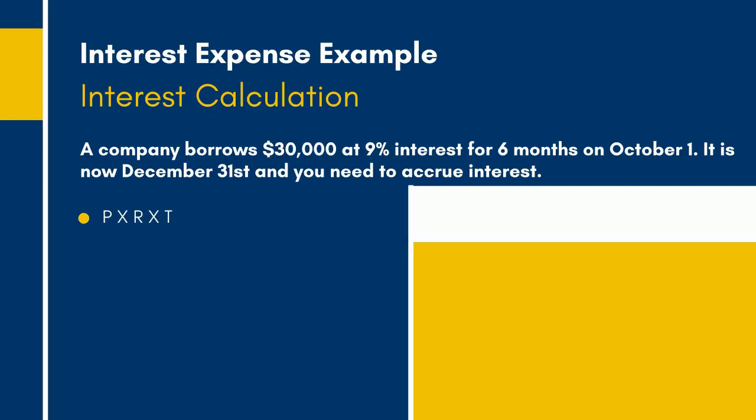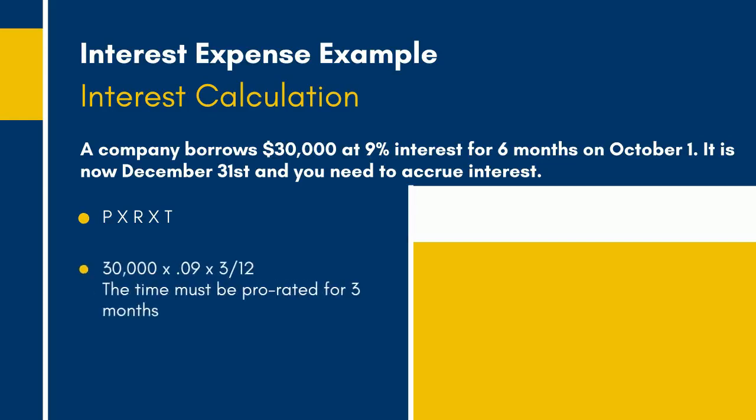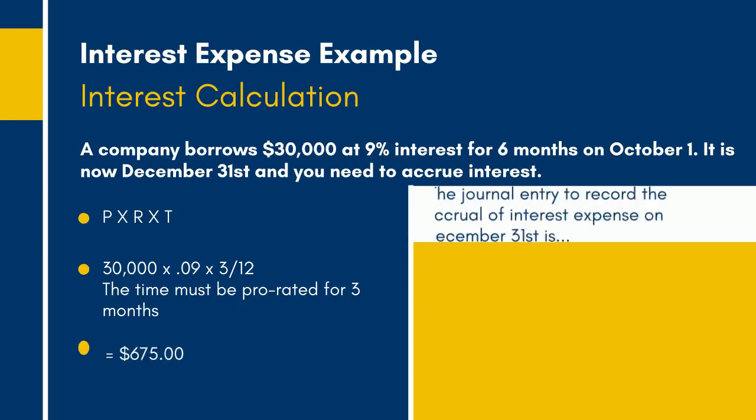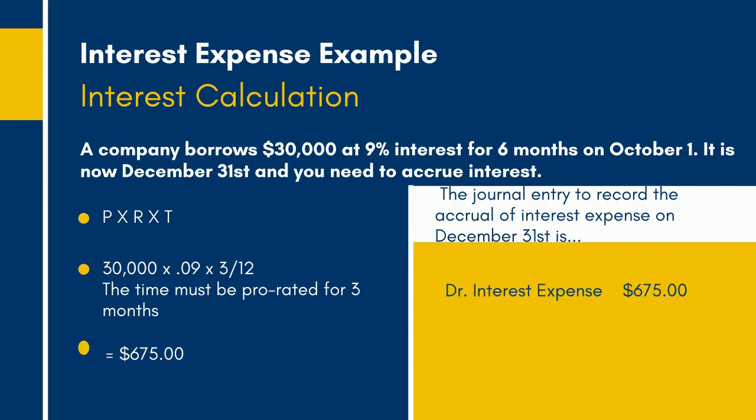Our T in this example is for 1 year. Because we're only accruing interest for 3 months, we need to divide by 12 to prorate the interest. So 30,000 times 9% times 3 divided by 12 will give us $675 in interest expense. The journal entry to record the accrual of the interest expense on December 31st is a debit to interest expense for $675 and a credit to interest payable for $675.